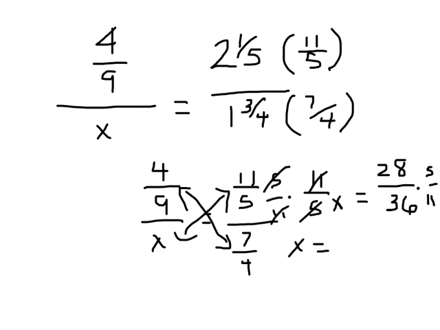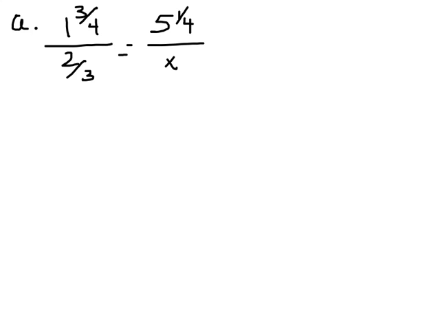Can 28 over 36 be reduced? Yes, it can, because 4 will go into both. It'll go into 28 7 times and into 36 9 times. So that's going to be much easier. 7 times 5 is 35, and 9 times 11 is 99.